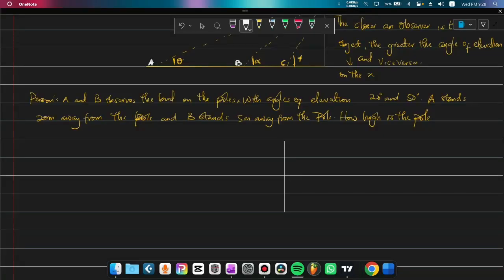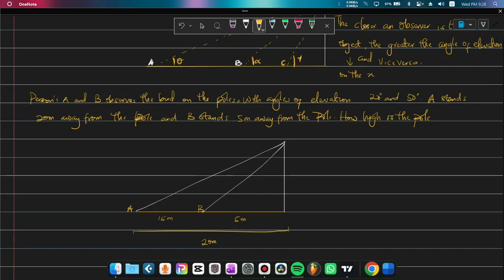Let me automatically draw two angles of elevation. Let's call this person A and person B. How do I know person A is standing there? Because A is 20 meters away from the pool, which is farther than 5 meters away. So we can say B to the pool is 5 meters. Then A to B is 15 meters, which makes the entire thing 20 meters.